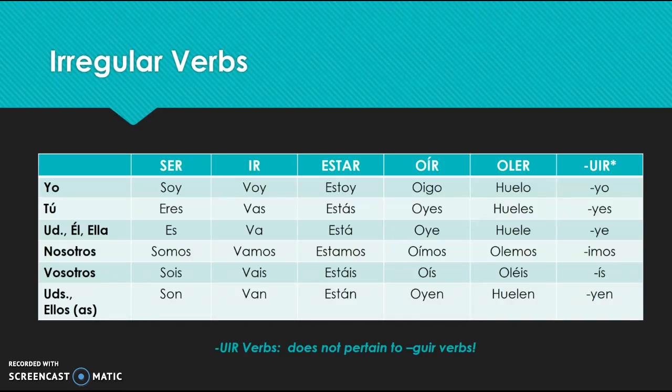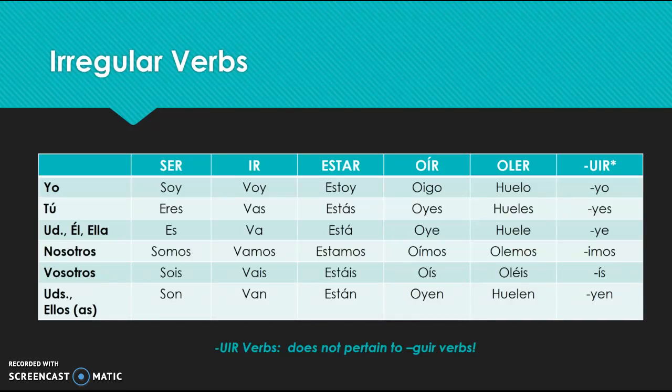Ser, totally irregular. No rhyme or reason for the conjugations. Soy, eres, es, somos, sois, son, no accents. Ir becomes voy, vas, va, vamos, vais, van, no accents. Estar is in the irregular category only because of the accent marks that it takes on. Estoy, estás, está, estamos, estáis, están. Notice that there are accent marks everywhere but yo and nosotros.